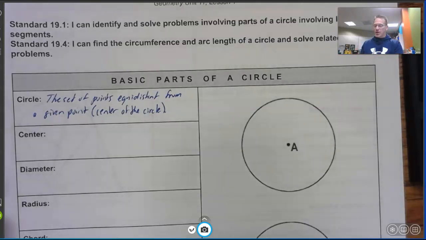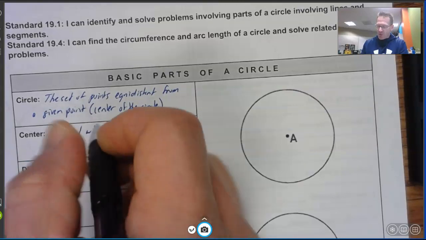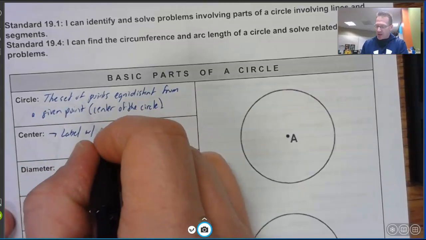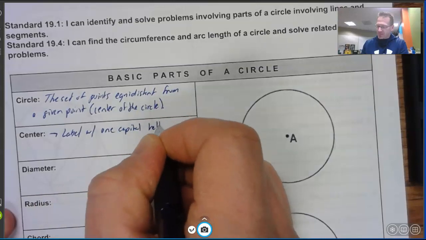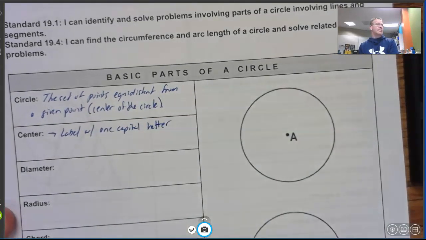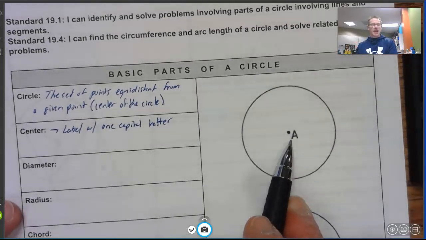Now center, that we really want to know here is that we usually label with one capital letter. A lot of times it's O, circle O, but in this case, we would say circle A.